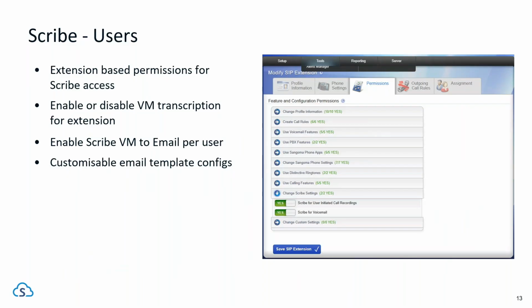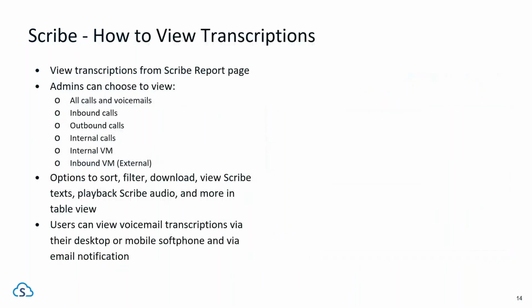And there's of course also the option to create email to voicemail, and we will show you in real time what that email looks like. But they're customizable, so you can create text specific for that person if you want that, or you can just use the standard template. So there are multiple ways to view transcriptions. View transcriptions to the Scribe report page.